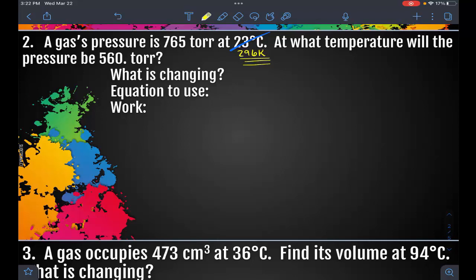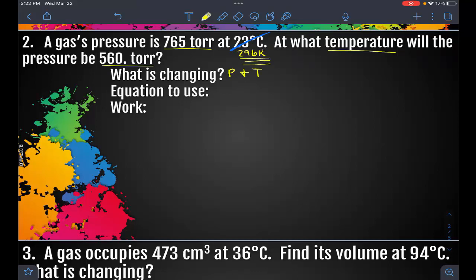Okay, so what is changing here? We've definitely got pressure because we have 2 different torr values, and we have a starting temperature, and it says at what temperature will it be different. So the variables changing here are pressure and temperature.